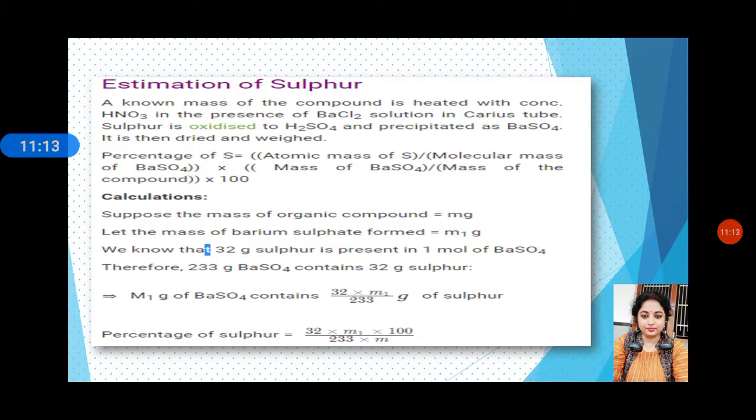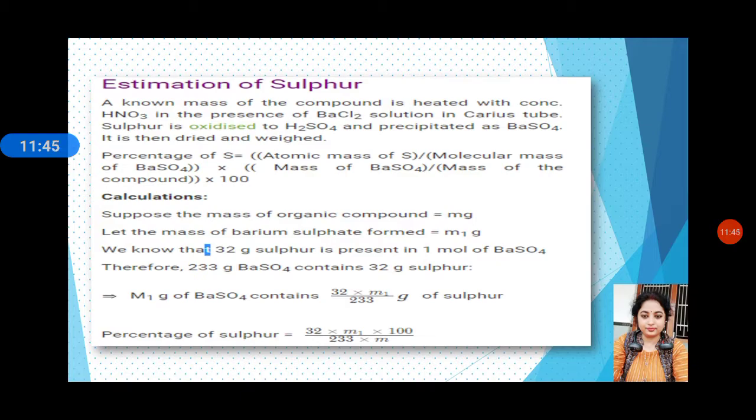Now let's see the estimation of sulfur. Principle and method: a known mass of organic compound will be heated in a Carius tube with sodium peroxide or fuming nitric acid. In the beginning of every estimation, you have to show that carbon is oxidized to carbon dioxide and hydrogen is oxidized to water respectively.